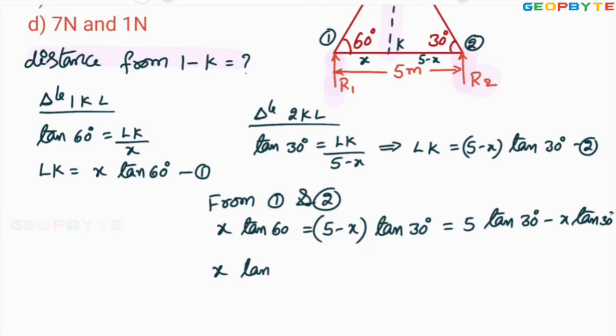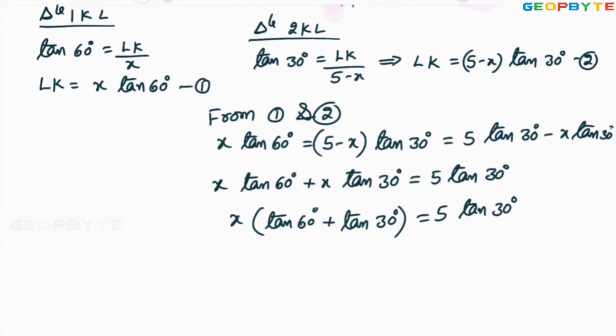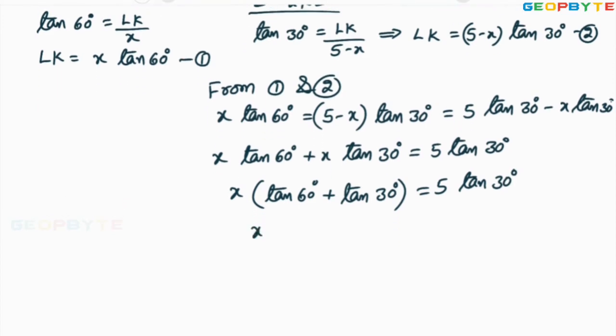Therefore, x tan 60 degrees plus x tan 30 degrees is equal to 5 tan 30 degrees. From this, let me write the x outside. x into tan 60 plus tan 30 is equal to 5 tan 30 degrees.